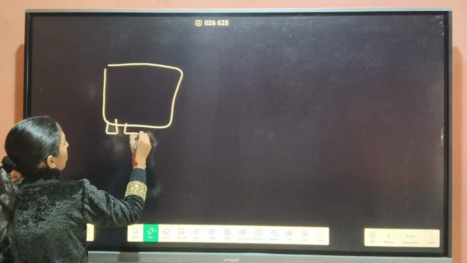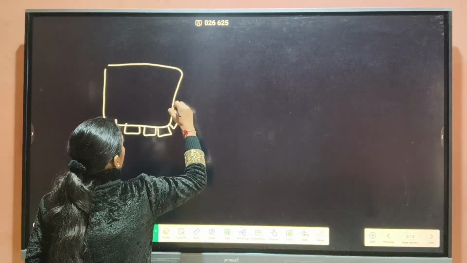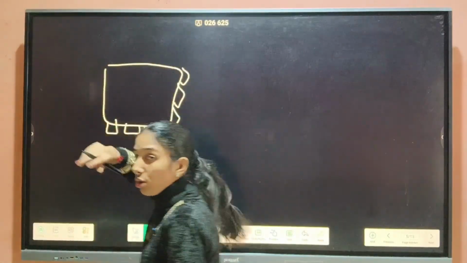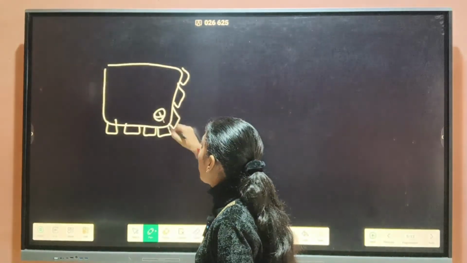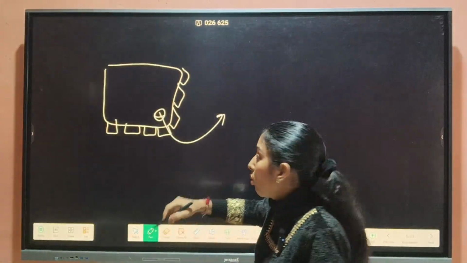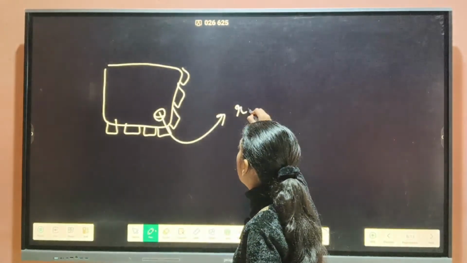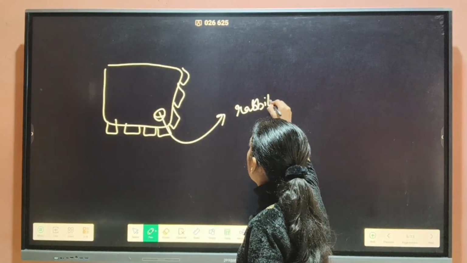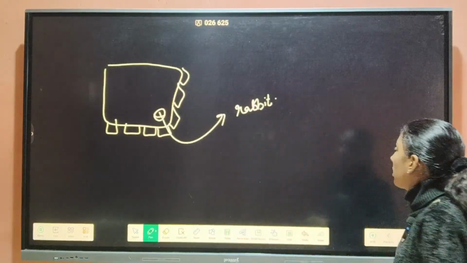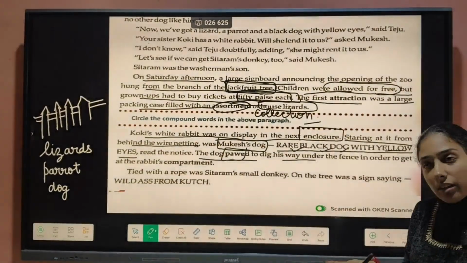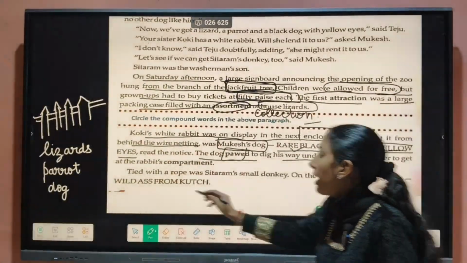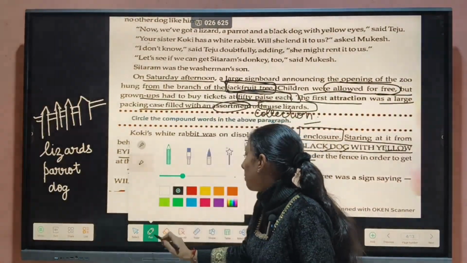Okay, a fence was there. Now what happened? The dog tried to dig under it, so that he can come out of the enclosure and he can eat the rabbit. So the dog started to dig his way under the fence in order to get at the rabbit's compartment.